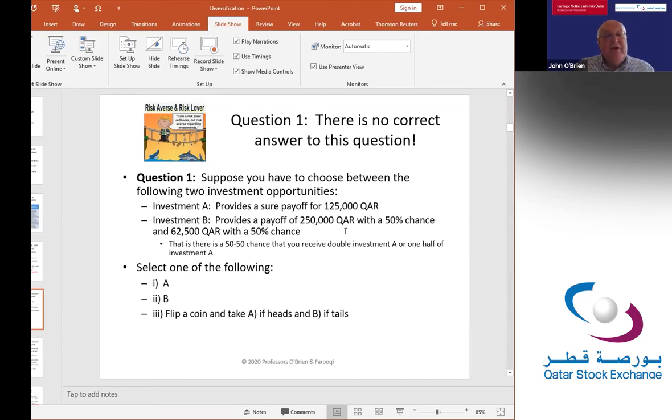So in other words, you can take 125,000 for sure, or you can take the risky investment opportunity of doubling that, getting 250,000 Qatar riyals, but you have a 50% chance of earning half of that, 62,500 riyals.